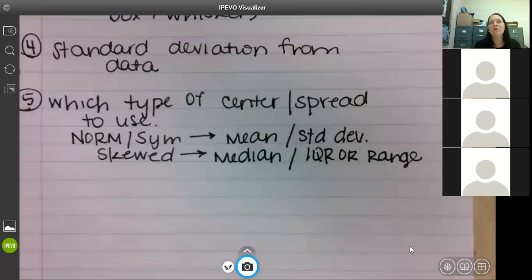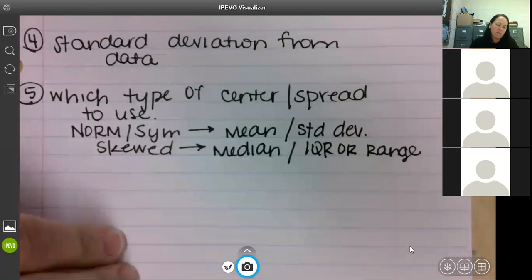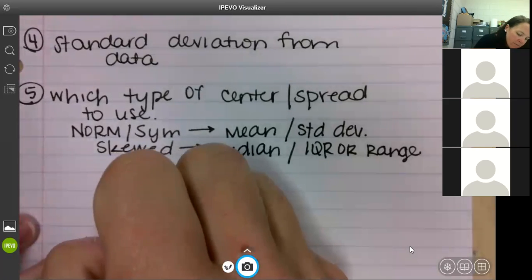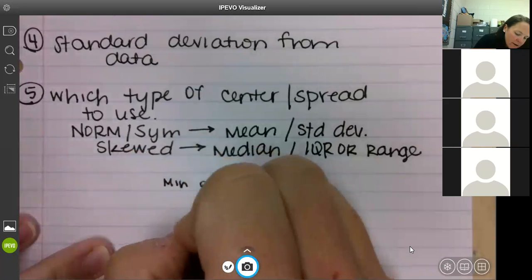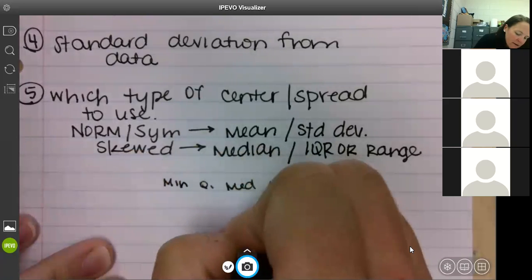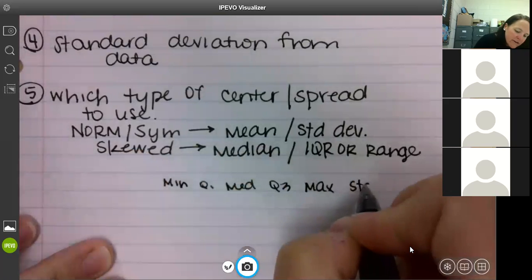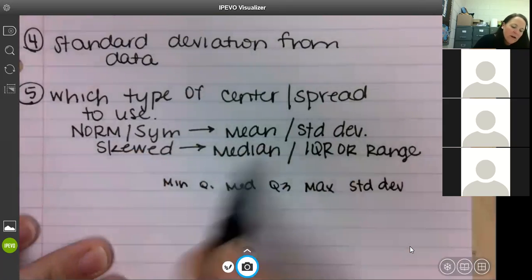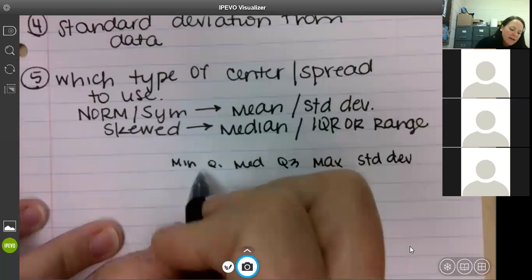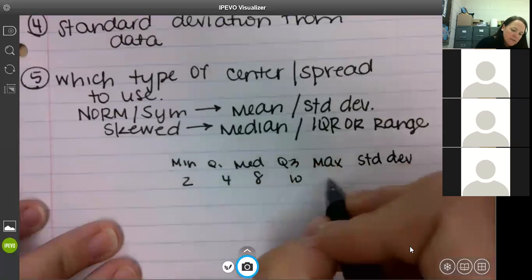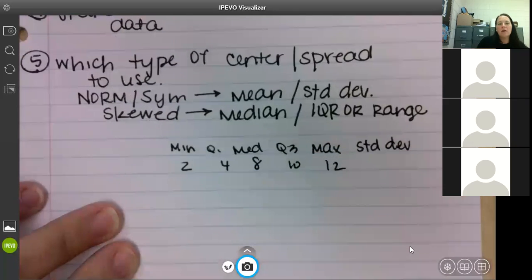If they give you an output, they might give you something that looks like this, where they have minimum, Q1, median, Q3, max. They might give you the standard deviation, whatever. If they give you the output like that, so let's say it's 2, 4, 8, 10, 12, something like that, okay?